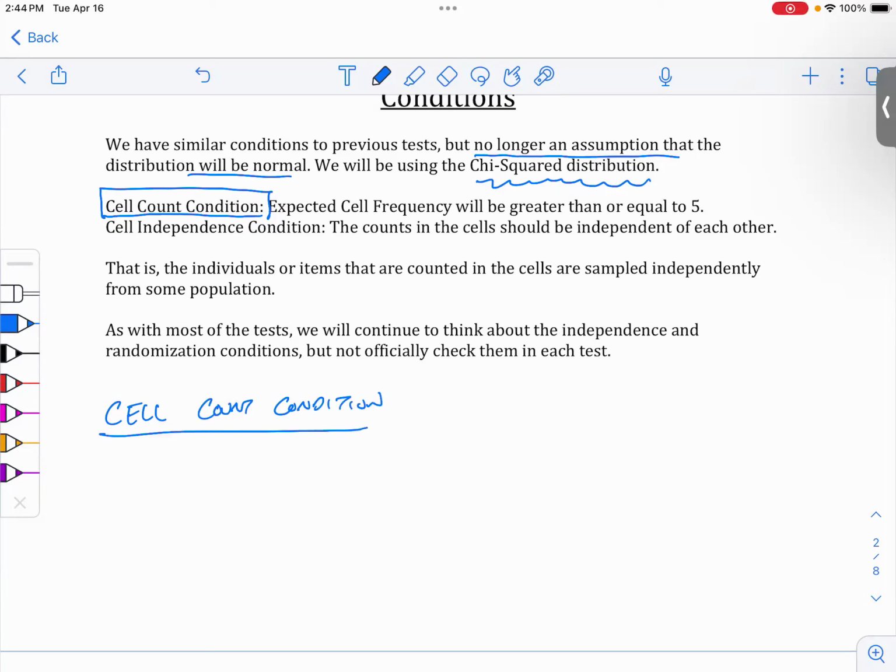So our cell count condition, the expected cell count is 21.3. That is greater than or equal to 5. And that is our singular condition. So the condition is met.